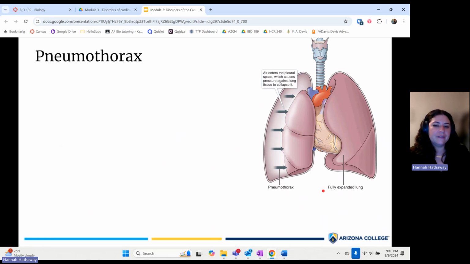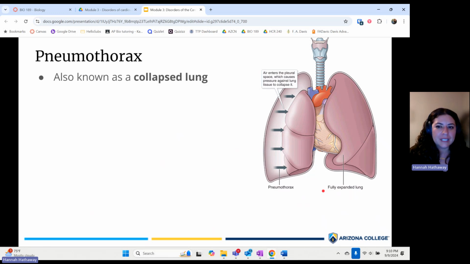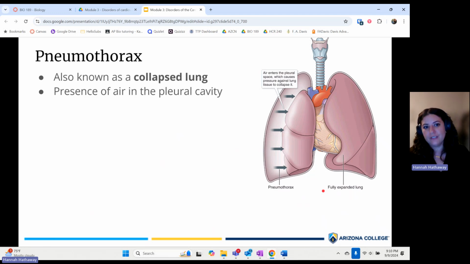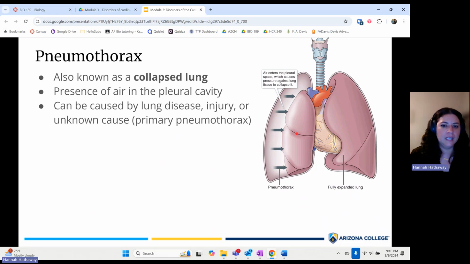Okay, so this is kind of similar in concept to the next one, which is a pneumothorax. So this is essentially a collapsed lung. But a collapsed lung is not due to fluid in the pleural space. It is due to too much air in the pleural space, but it's going to cause a similar thing, which essentially the lung has smooshed up on itself and it's not able to expand. A pneumothorax can be caused by disease, injury, or it can just spontaneously happen for no known reason. In that case, usually you'd have kind of sudden onset difficulty breathing.